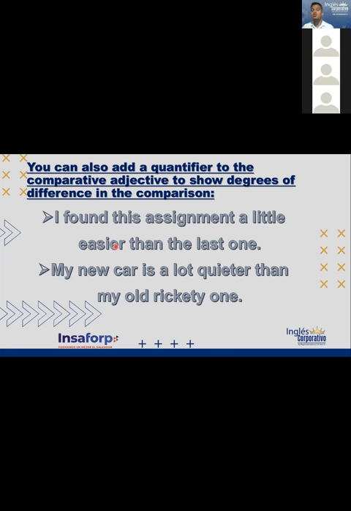It says, my new car is a lot quieter than the old rickety one. Do you understand that sentence? Mi nuevo carro es más silencioso o más callado que el otro ruidoso o chillante, ¿verdad? Okay, are we understanding that, guys? Do you understand this part?